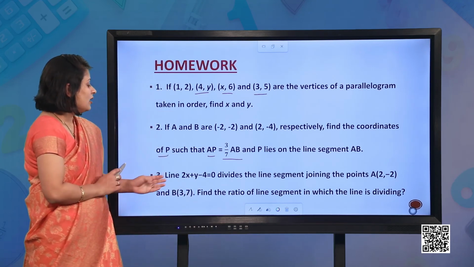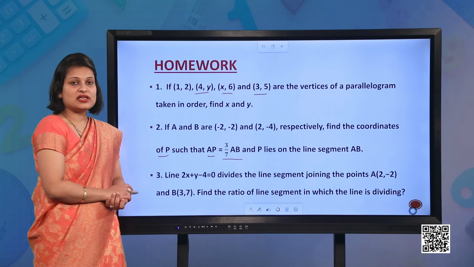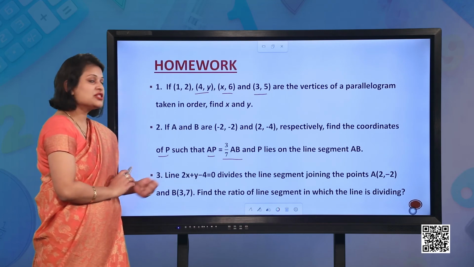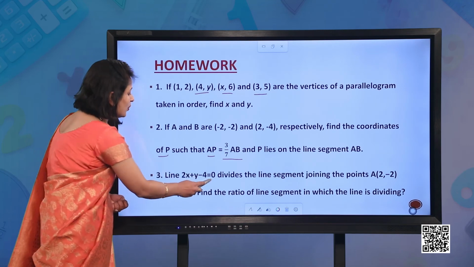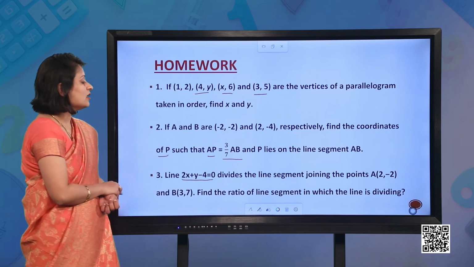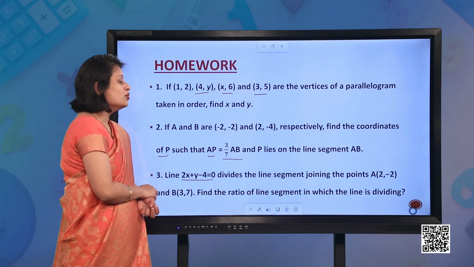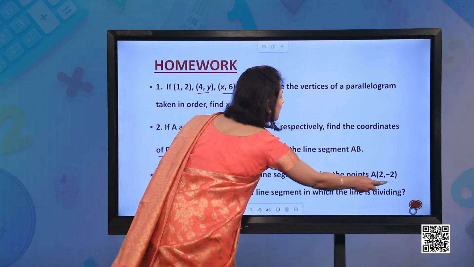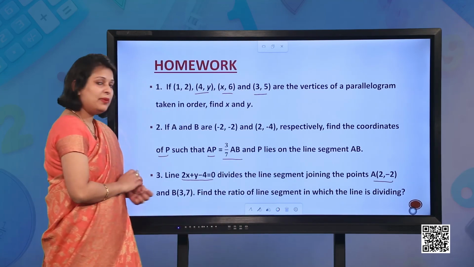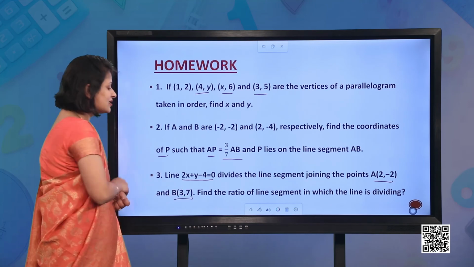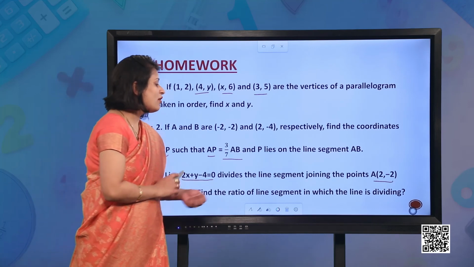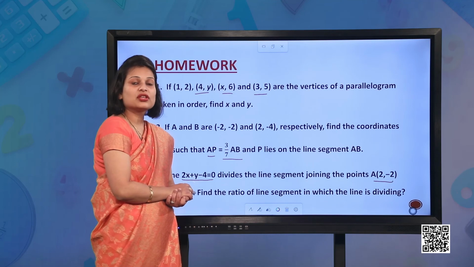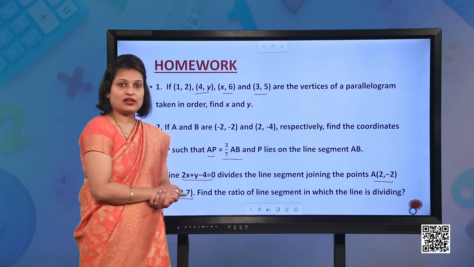Third, the line 2x plus y minus 4 is equal to 0 divides the line segment joining the points A (2, -2) and B (3, 7). Find the ratio in which the line divides the line segment.